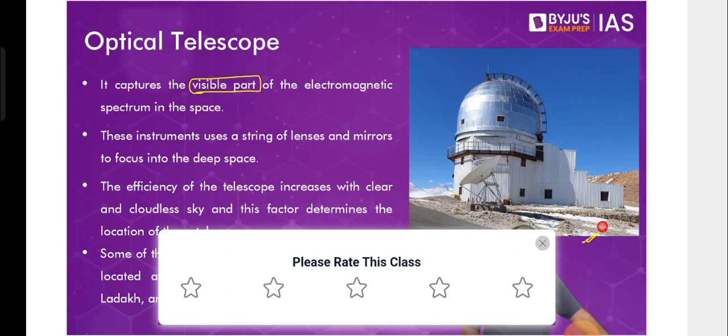So because of all these reasons, this becomes a potential candidate for the dark sky reserve, and that is the reason why it has been named so. I also went inside this telescope. They showed me around and how exactly the observations are made through this telescope. So this is about the optical telescopes.